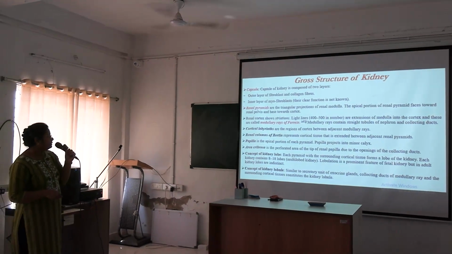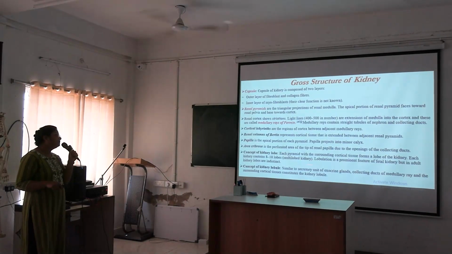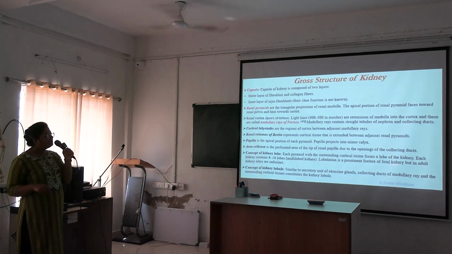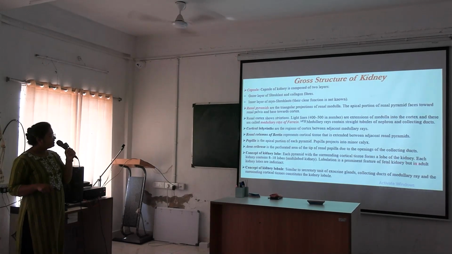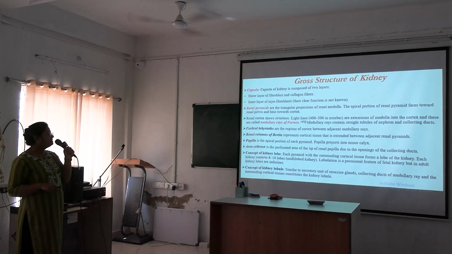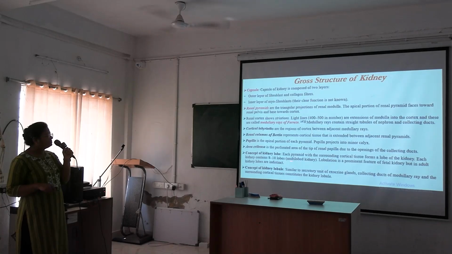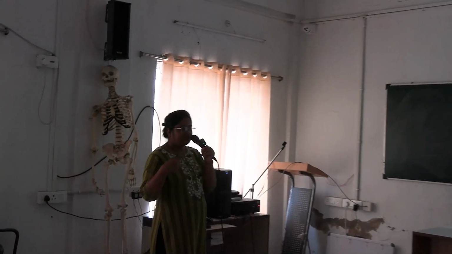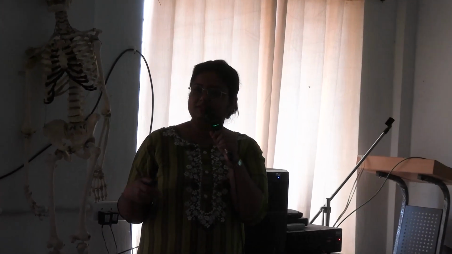Okay. So, concept of kidney lobe. Each pyramid with the surrounding cortical tissue forms a lobe of the kidney, and each kidney contains about 8 to 18 lobes, that is, a multi-lobed kidney. So the number of lobes will be equal to the number of pyramids. Lobulation is a prominent feature of fetal kidney, but in adult kidney lobes are indistinct.